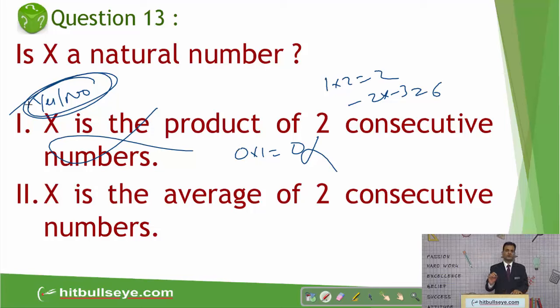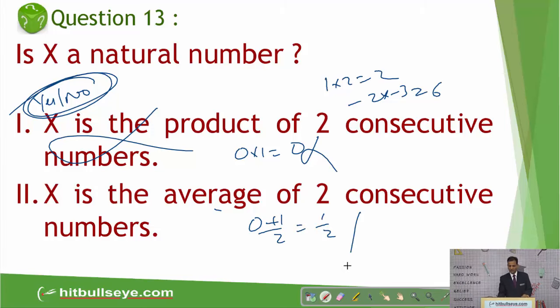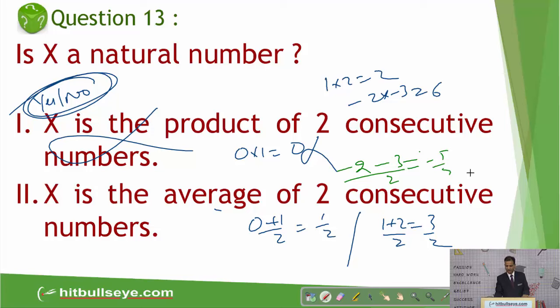Now the second: from the first we are not getting an answer. Second statement: X is the average of two consecutive numbers. If we take 0 plus 1 by 2, it will be 1 by 2, or 1 plus 2 by 2, it will be 3 by 2. If I take minus 3 minus 2 by 2, it will be minus 5 by 2. Again it is rational, because it is not natural. So we can conclude the average of two consecutive numbers is always rational. So from the second statement we get the answer: no, X cannot be natural.